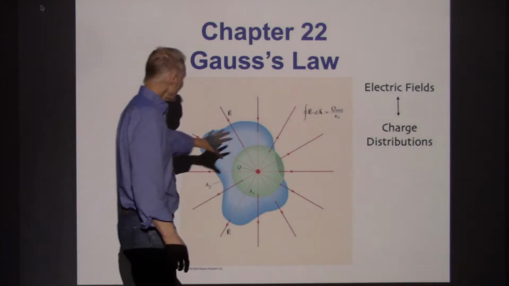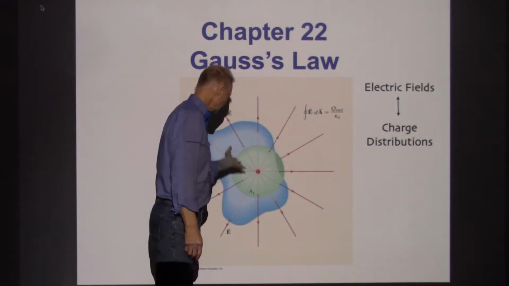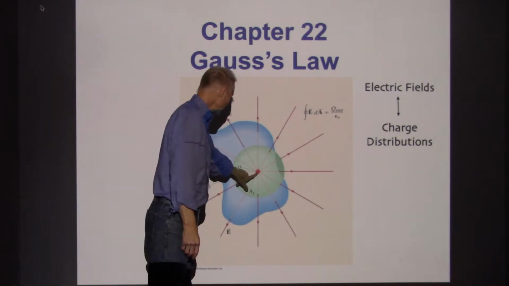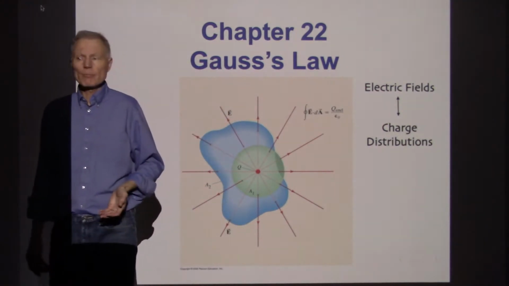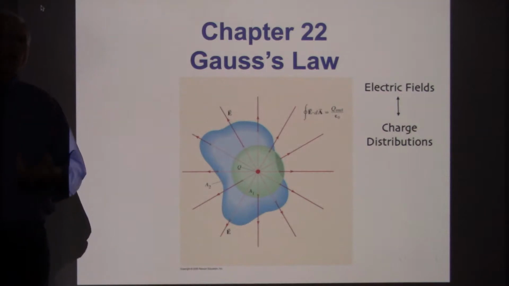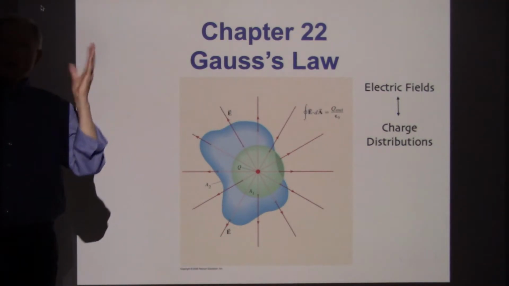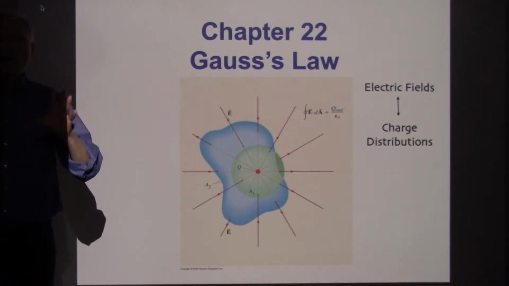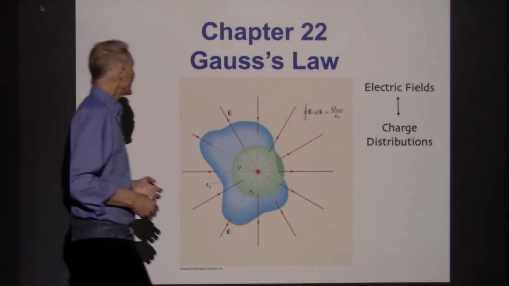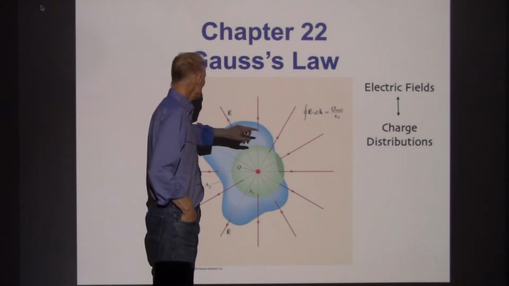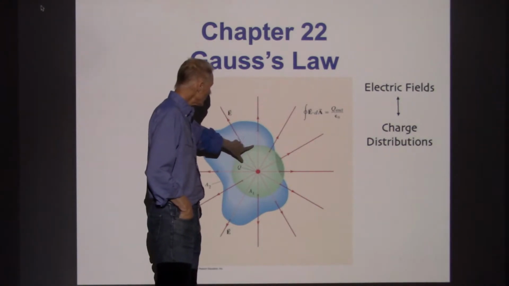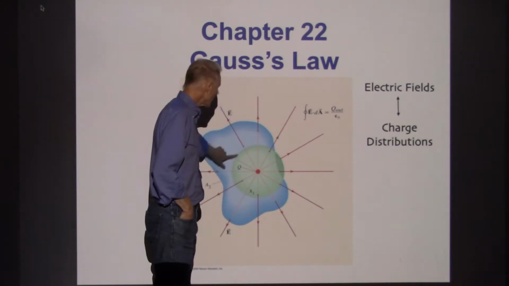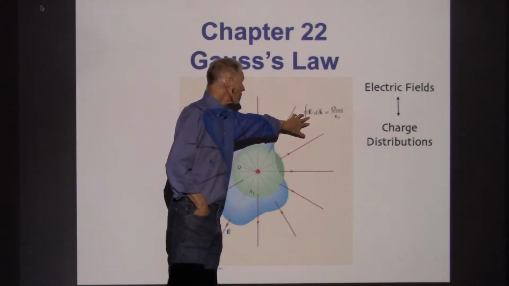Now, if I've got a spherical surface and I've got a point charge right at the center, then the electric field is going to have the very same value everywhere along the surface. So I move along the surface and I count all the electric field lines, and what I'm actually doing is integrating the electric field along the surface. And the integration looks like this.